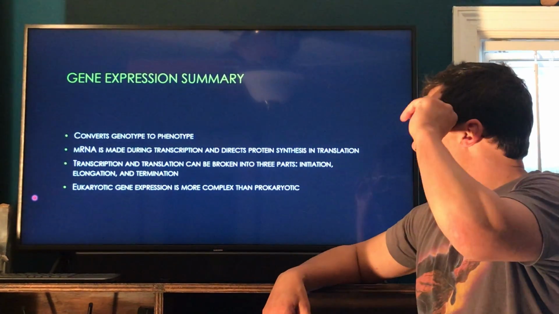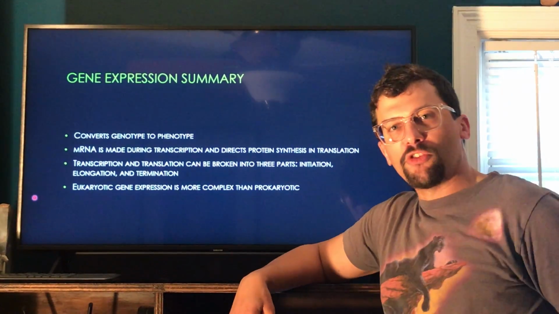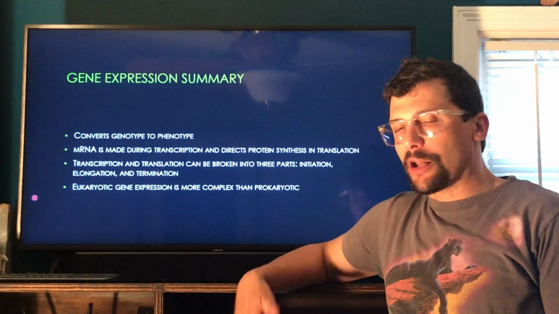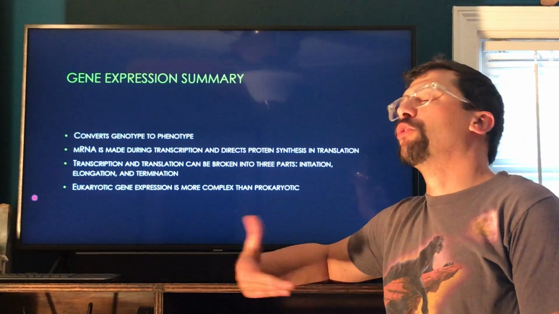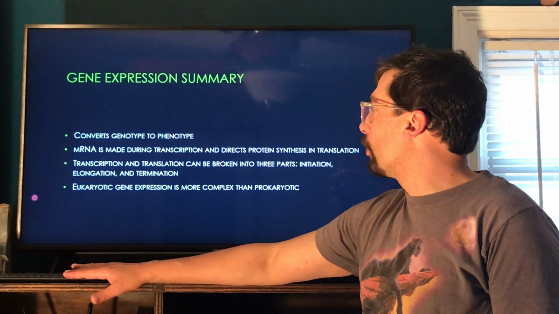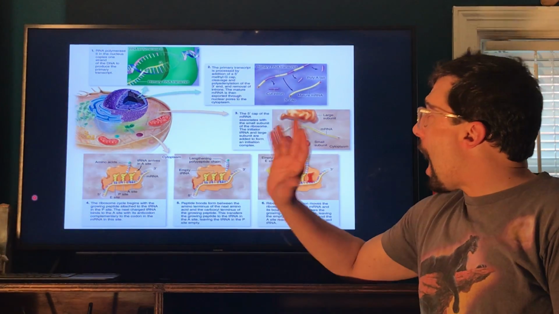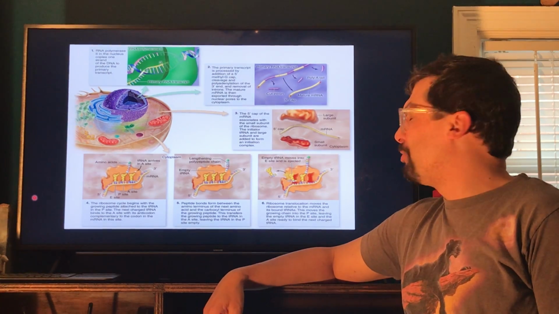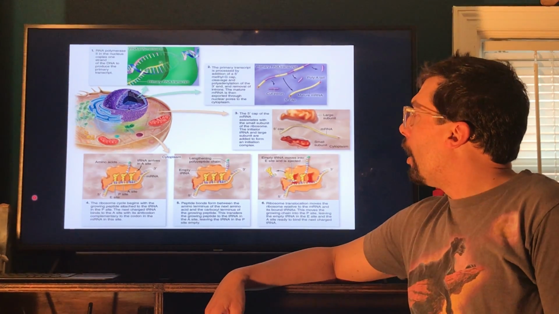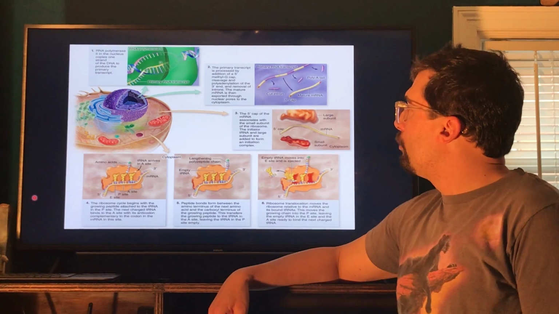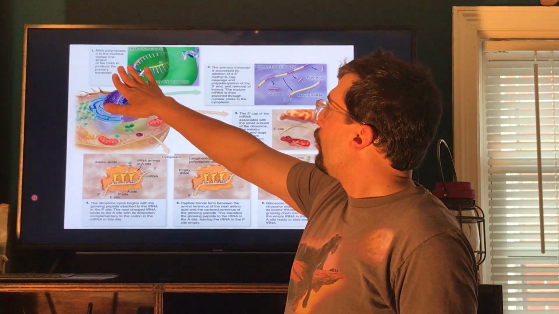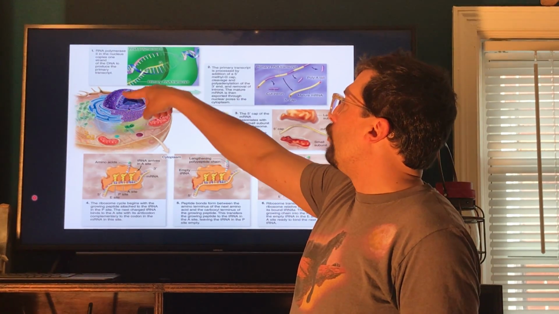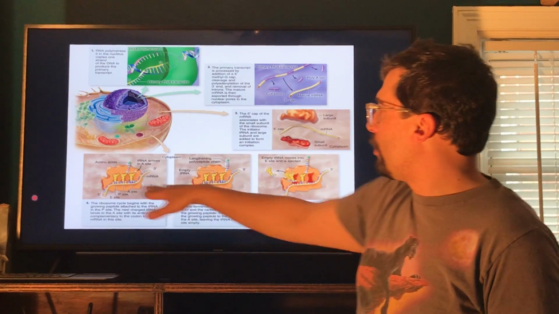Easy enough. And then obviously eukaryotic gene expression is going to be more complex than prokaryotic for obvious reasons: more genes, more cellular machinery, more things to work with. I would suggest, this is a wonderful picture. It's in your textbook. I do not know what page it is. But this literally walks you through the entire process of doing transcription and then translation.